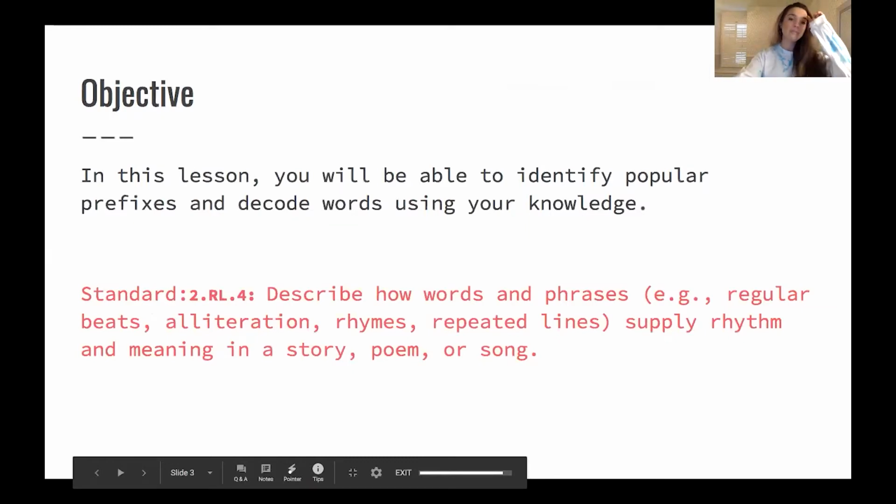All right, so the objective in this lesson is, you will be able to identify popular prefixes and decode words using your knowledge. So what this means is you are going to learn what a prefix is, and also when you see words with this prefix, you will be able to have a better understanding about what that word actually means. So the standard that this is going along with is describe how words and phrases, regular beats, alliteration, rhymes, repeated lines supply rhythm and meaning in a story, poem, or song. So prefixes go along with this standard.